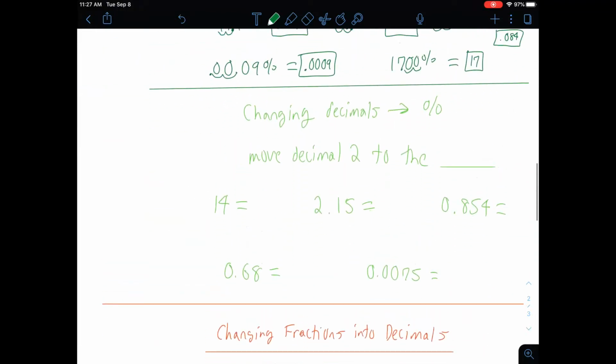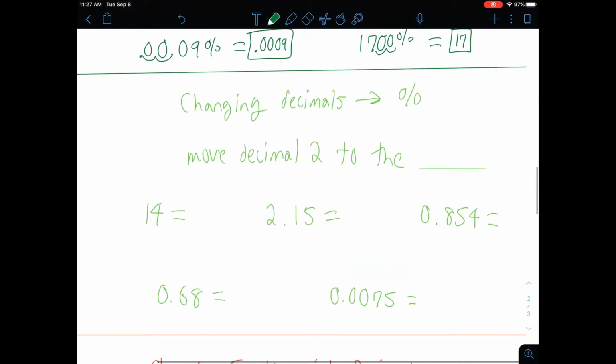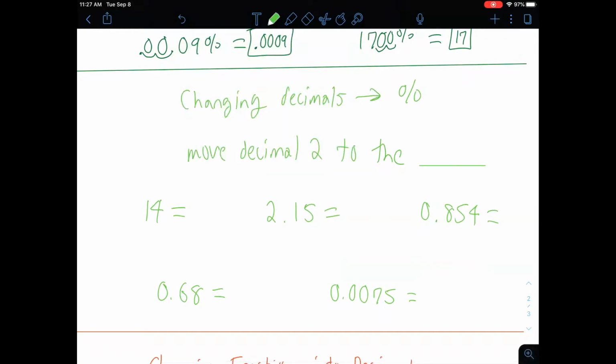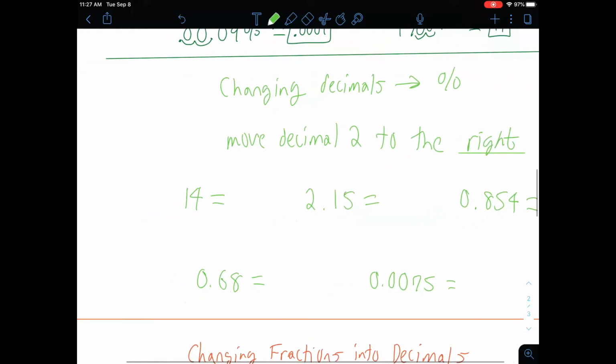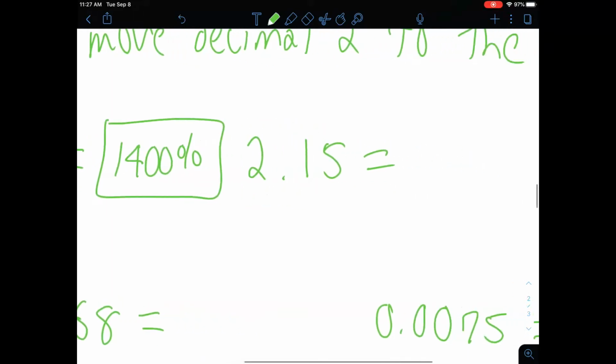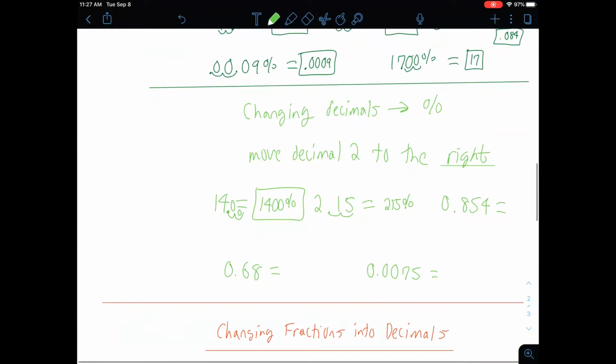Okay? Now the opposite direction. If we move it 2 to the left for percent to decimal, then from decimal to percent we're going to move it 2 to the right. So 14, the decimal is here at the end. 1, 2. It's going to be 1400%. 2.15, 2 to the right. 1, 2. 215%. Try the next couple on your own.